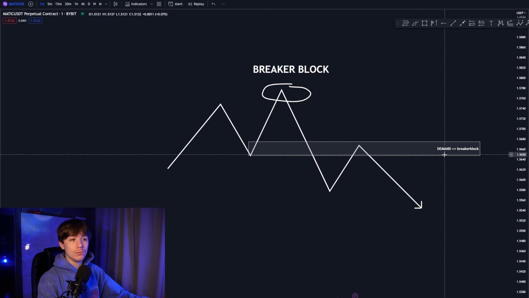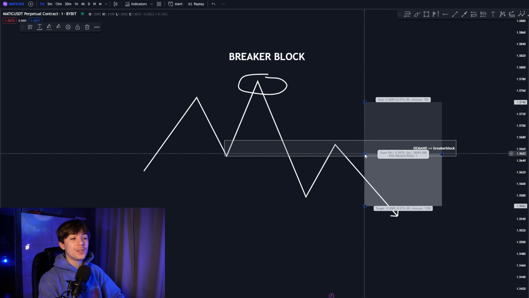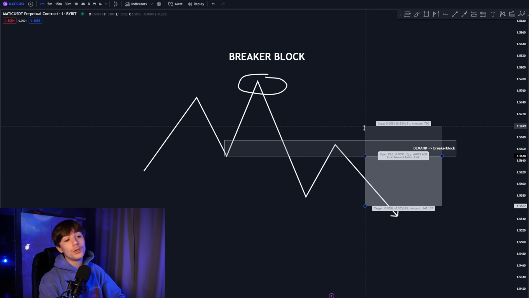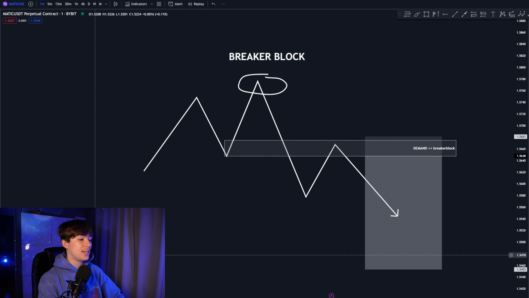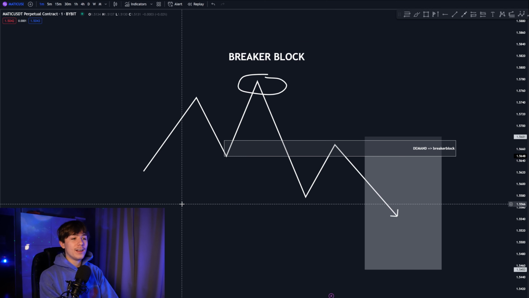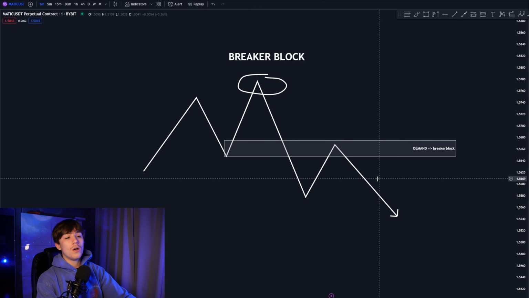And does that mean that if you see this happening on your chart, you immediately want to place your orders with your entry at this breaker block right here, your stop loss above it, and your take profit targeting previous demand zones? No, please don't do it. You don't want to enter just because you see this bearish breaker block. You want to see way more.